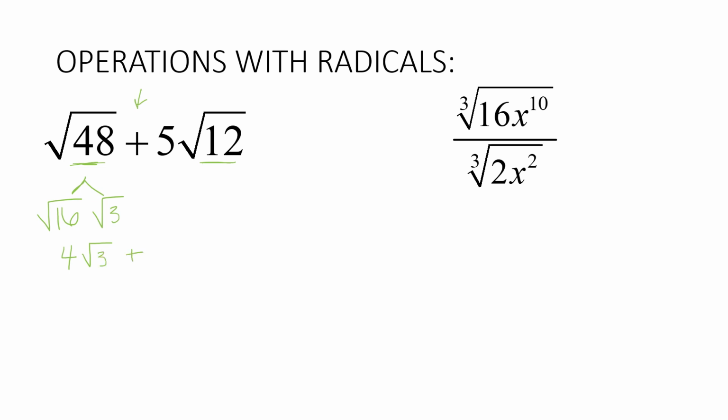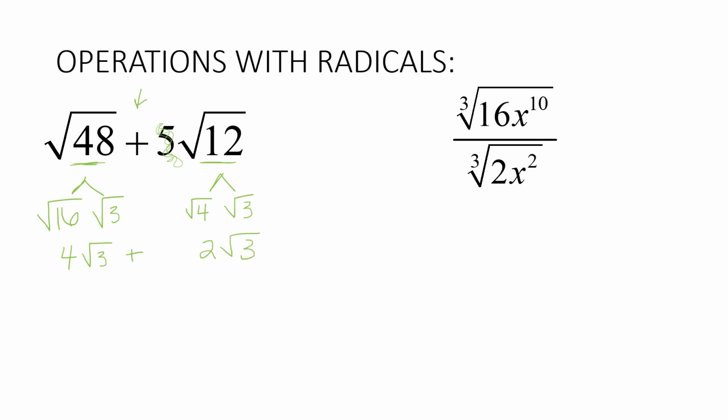Now I'm adding that to, for right now, I'm just going to kind of ignore this 5. Pretend it's not there for the time being, and I'm going to break down just the radical of 12. So the biggest perfect square that goes into 12 would be the square root of 4, and that would be 3. So 4 times 3 gives me 12. This is going to break into a 2 root 3.